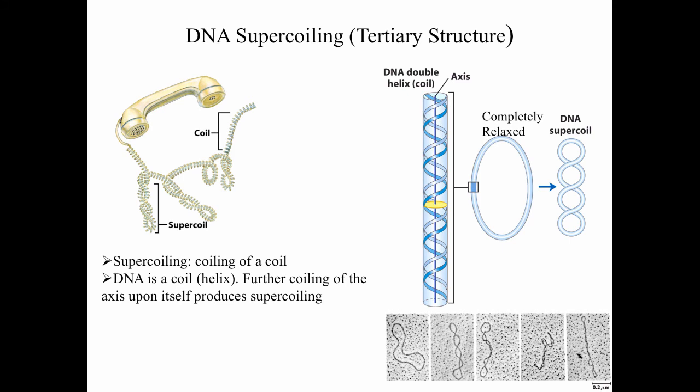It coils upon itself, and then you get this big, ugly, dangly coiled mess, right? That's what our phone used to look like when we were growing up. In fact, it probably still looks like that. So that's what supercoiling actually is: you have the coiling of a coil. That's what DNA does. It's a coil structure, and if you were to induce some type of strain on it, it'll cause it to further coil, and that induces supercoiling.